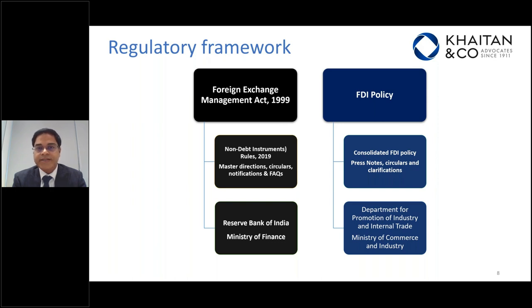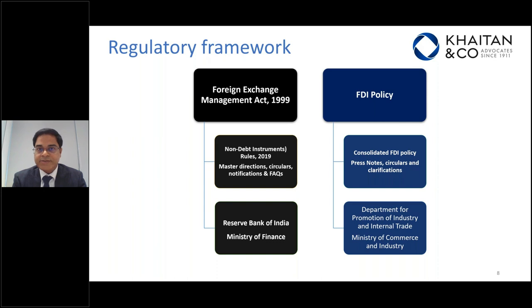And I have divided this in two parts, if you can see in the slide. One is under the Foreign Exchange Management Act, which lays down the broad parameters with respect to any investment where foreign exchange is involved. And the second part is the Foreign Direct Investment Policy, which is a policy document issued by the Government of India through the Ministry of Commerce.